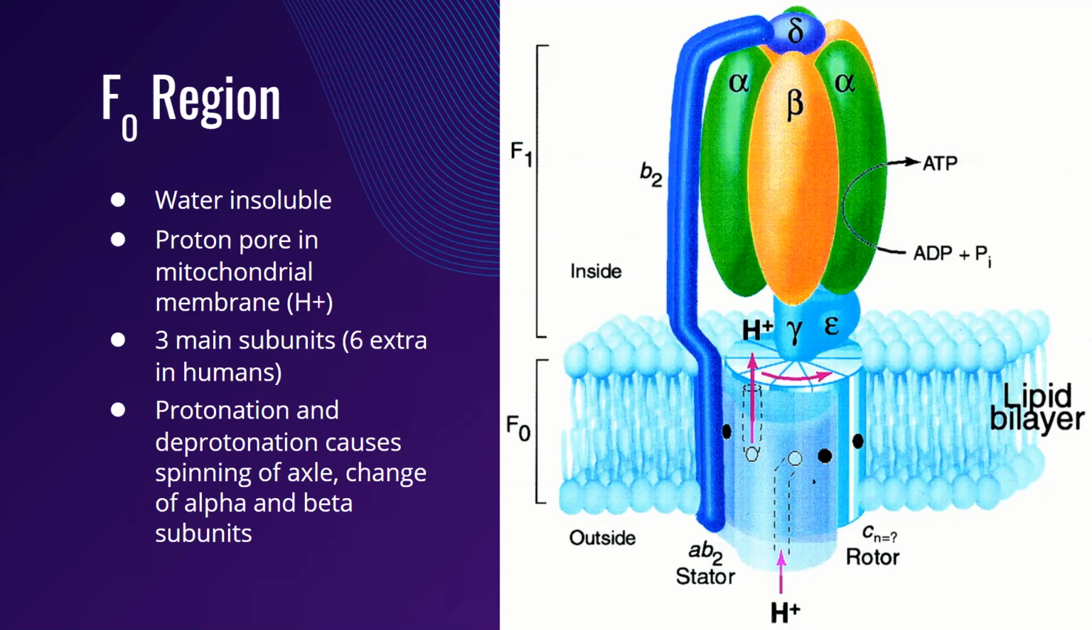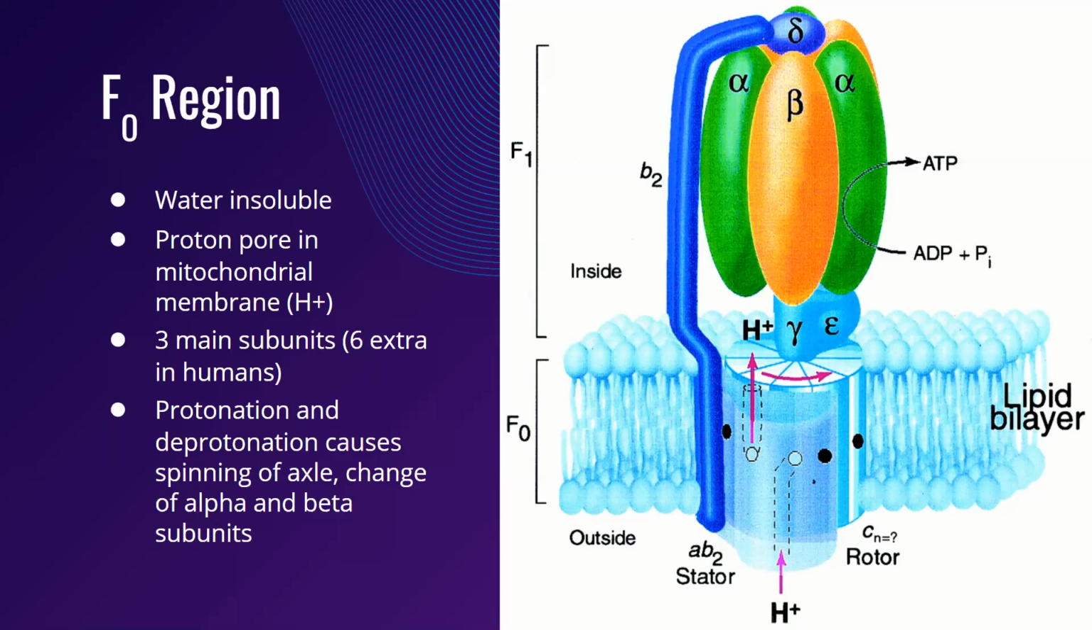And remember when I mentioned that proton transport? Well, in the F0 region, there's a proton pore in the mitochondrial membrane that lets protons across. It also has 3 main subunits and 6 extra in humans. That's something interesting to know. There's also something called protonation and deprotonation, which causes the axle on the inside, if you see this pink arrow, to spin and change out the alpha and the beta subunits. So each time those change, an ATP is produced.